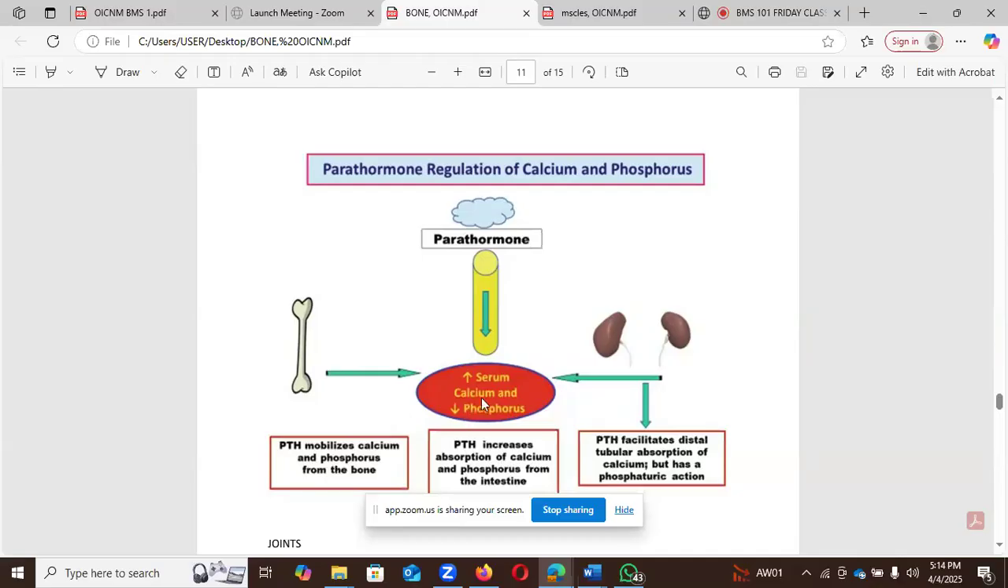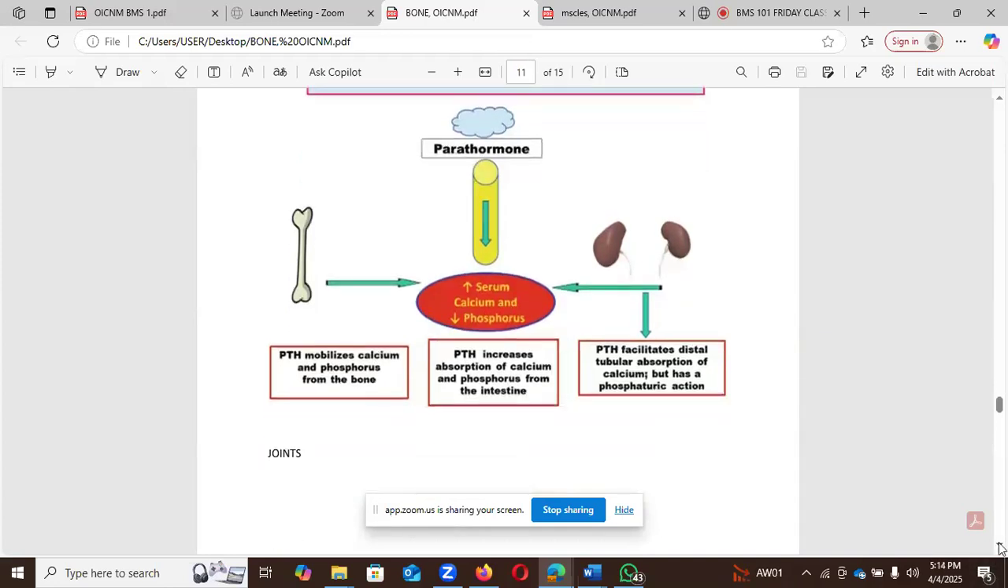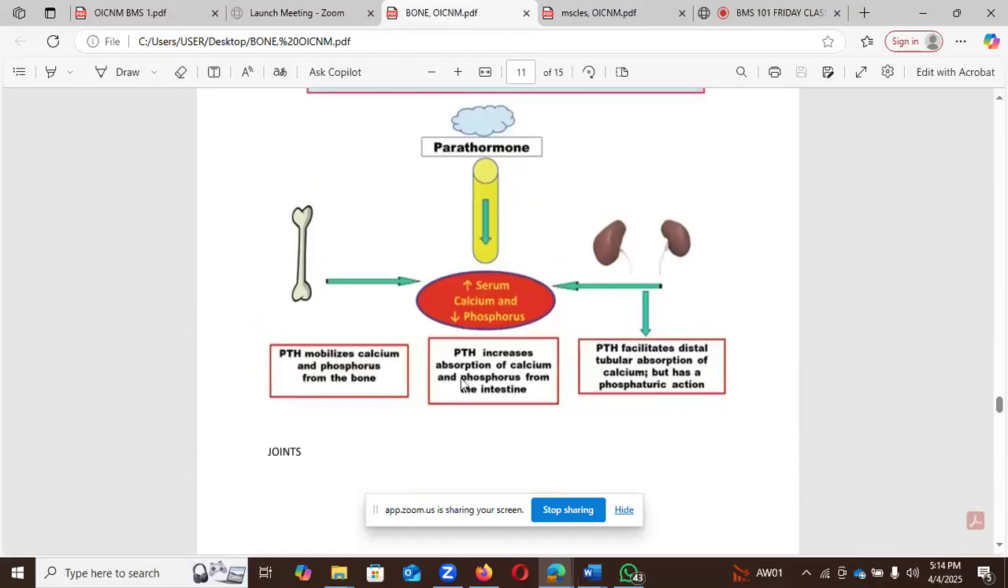So what other organ controls these things? You have the intestine. The intestine absorbs calcium and phosphorus into the blood, and they go to the bone to be stored. And when the blood level of calcium and phosphorus is low, these minerals are mobilized from the bone to be released into the blood.